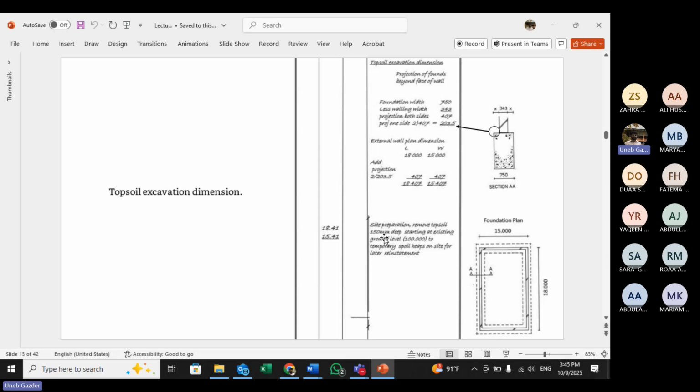Okay, this is how they do it. In some cases 200 millimeters, some cases 150 millimeters. Very rarely 100 millimeters. So less than 150 is very rare. But in any case.